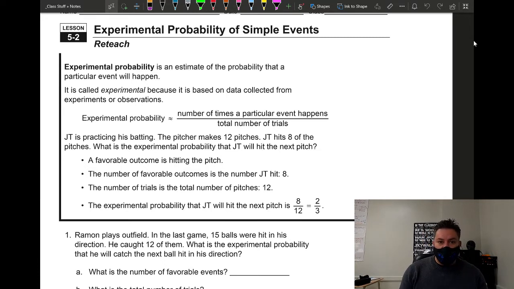And today we are going to be talking about experimental probability of simple events.